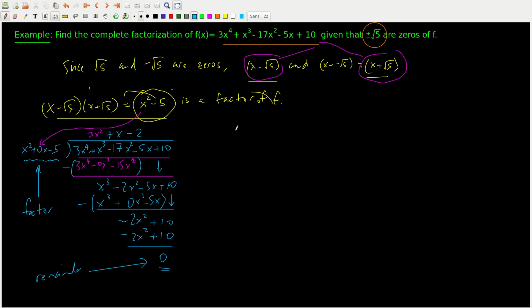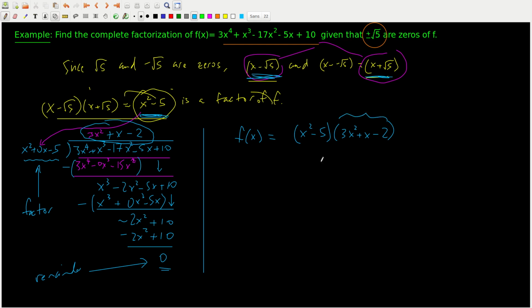So what we're able to do now is express f in terms of two polynomials, which are coming from the factor that we know, x squared minus 5, which comes from the two individual linear factors, and the quotient that we just found, 3x squared plus x minus 2, which is this quadratic. And if we've got a quadratic, we can find the zeros of that quadratic. And the zeros of this quadratic will be the zeros of f, because these are all multiplied together.